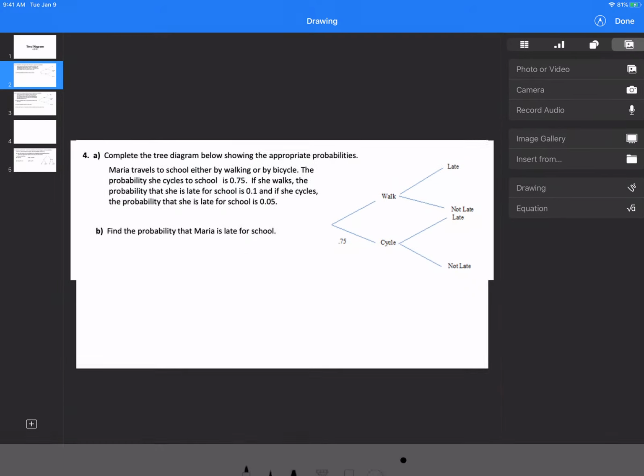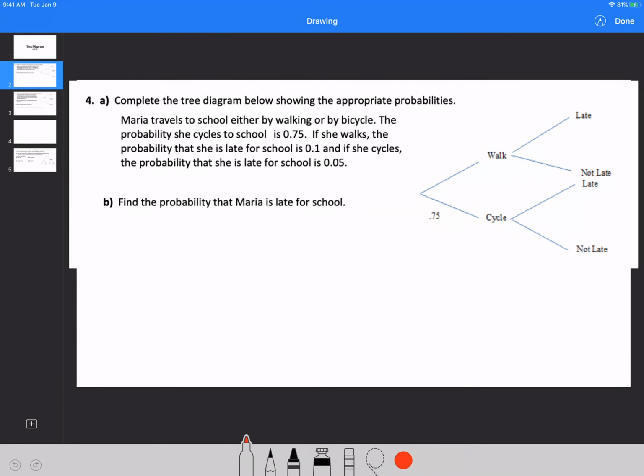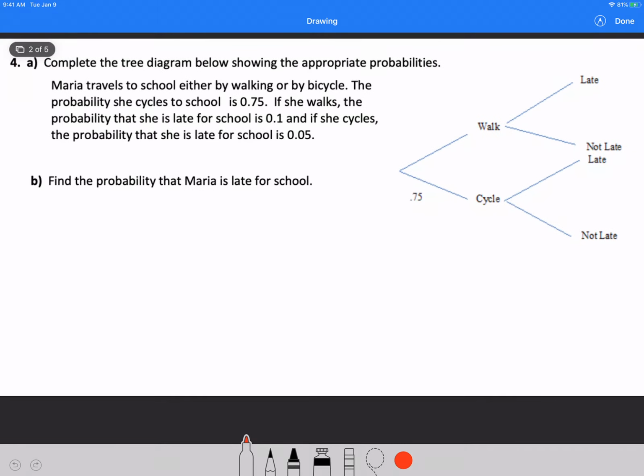This will be an example, and I'm going to show you two examples for today, and then you're going to do one example by yourselves as a homework problem for today. So complete the tree diagram below showing the appropriate probabilities. Maria travels to school either by walking or by bicycle.